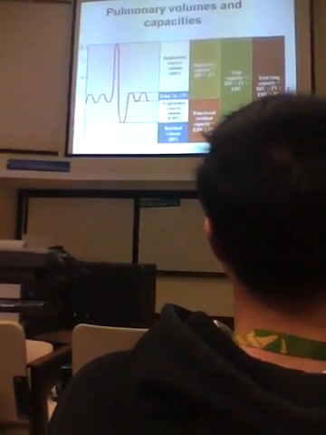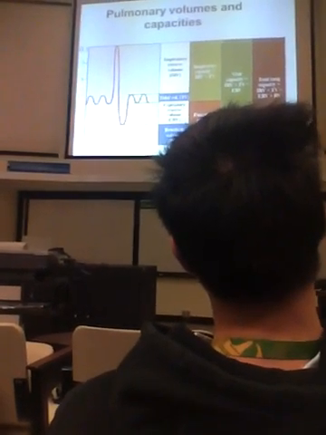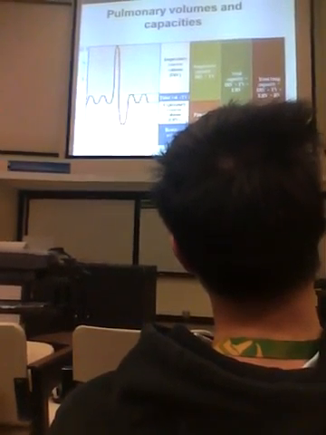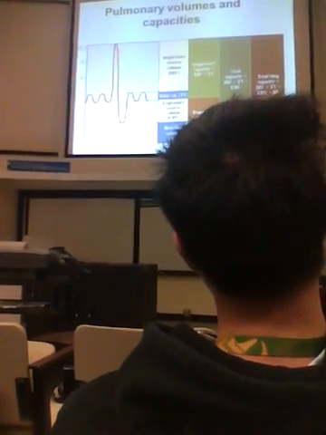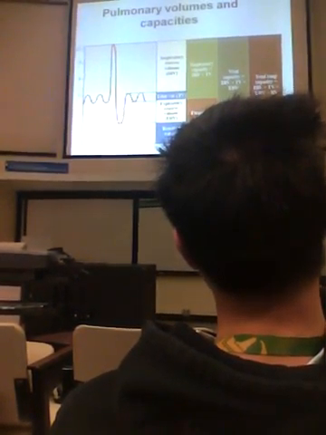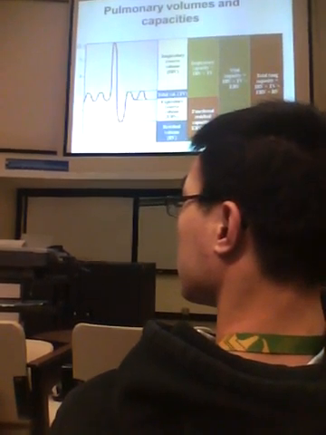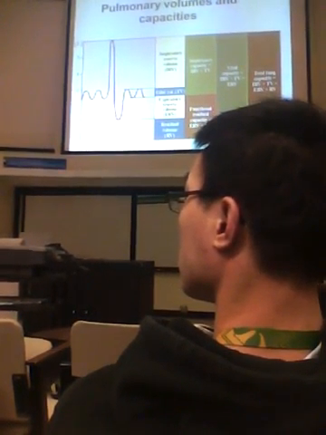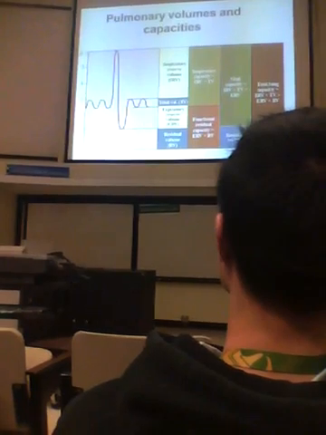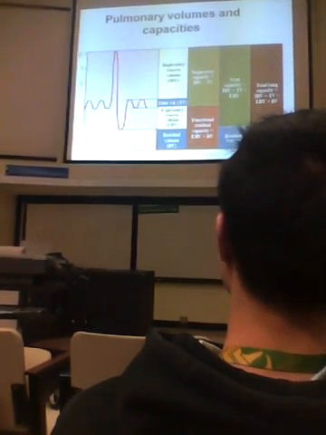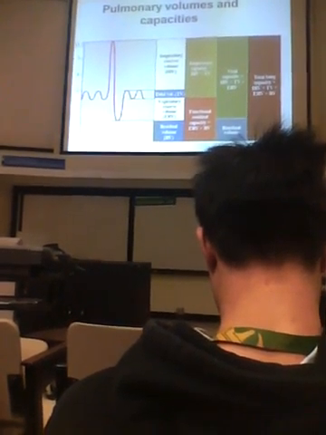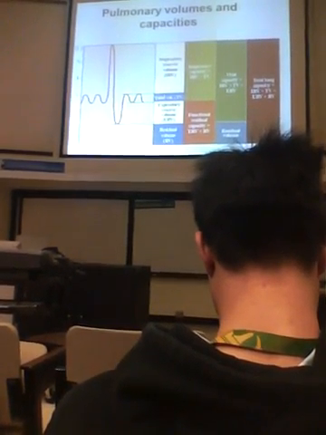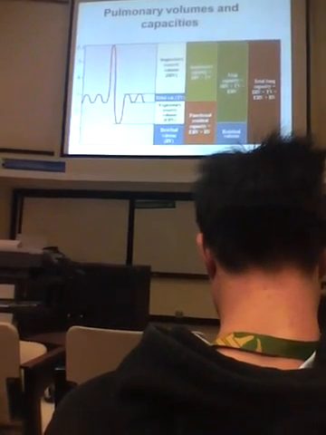How much can you get in and out of your lungs if you really try? The vital capacity and the residual volume, and then the total lung capacity is the combination of everything. The two numbers that it's helpful to remember are half a litre for the tidal volume and the total lung capacity, which is about 6 litres. About 6 litres your lungs can hold, 6 litres of air.